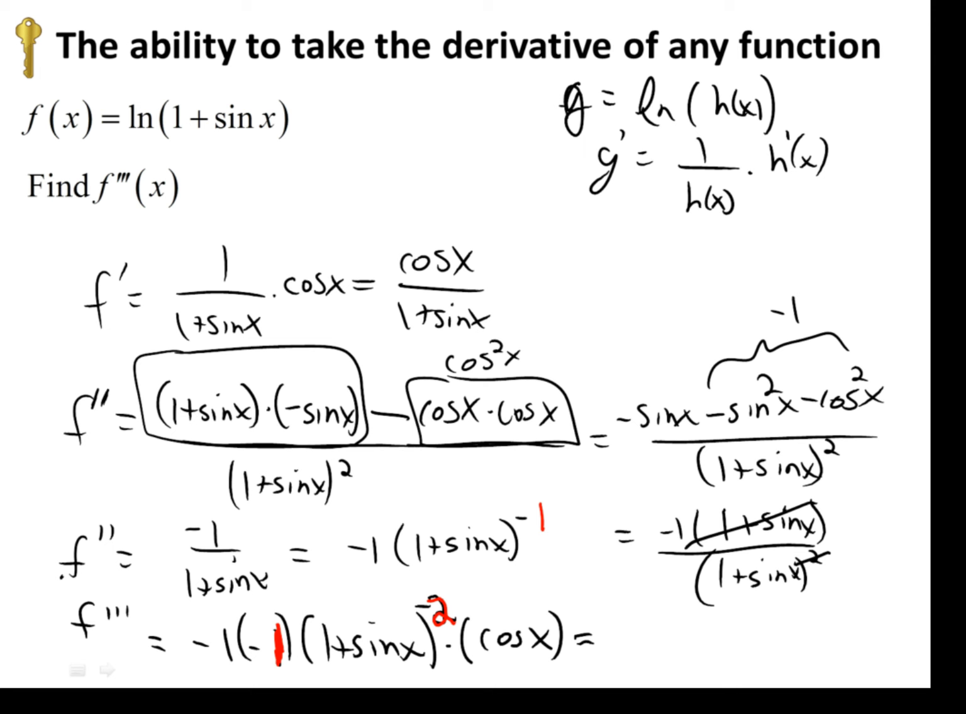And your final answer to what the third derivative is: 1 over 1 plus sine x. Let's go ahead and call it cosine x over 1 plus sine x quantity squared. Are you okay with that? That's your answer to the question.